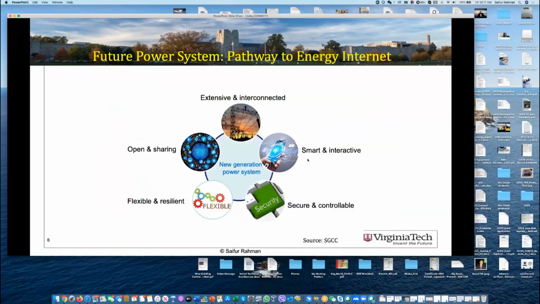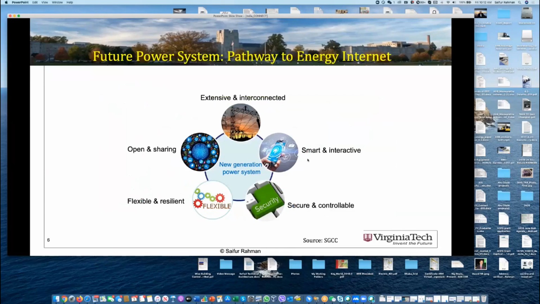So how do you get there? If you look at this picture on your screen, first of all, on the top, the network today is extensive and interconnected. You know that. India, the whole country, is one grid today. Then on the right-hand side, if you go circular, you have what I'm calling smart and interactive.